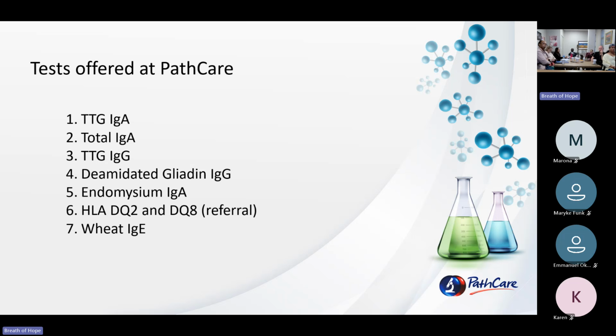Culture testing offered by Pathcare, we have tissue transglutaminase IgA, and your total IgA. So that's the first line screening. Then your tissue transglutaminase IgG, your deamidated gliadin IgG for your patients who have a deficiency of total IgA. And then your endomysium IgA for your confirmation in the kidneys. And then your HLA typing DQ2 and DQ8 is a referral test that we do. And then the wheat allergy testing, which is the wheat IgE and skin prick test.